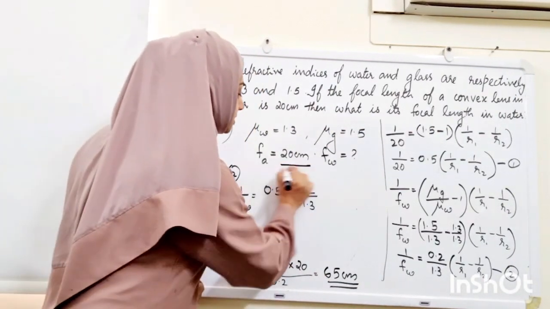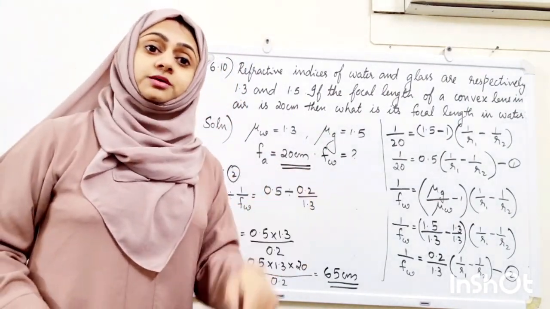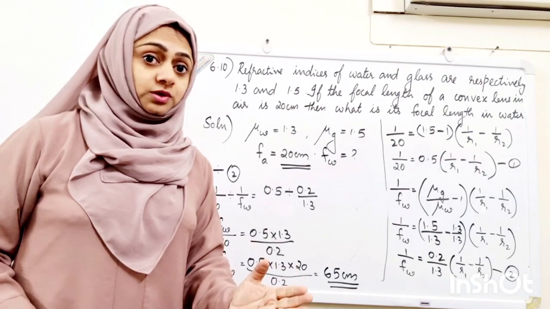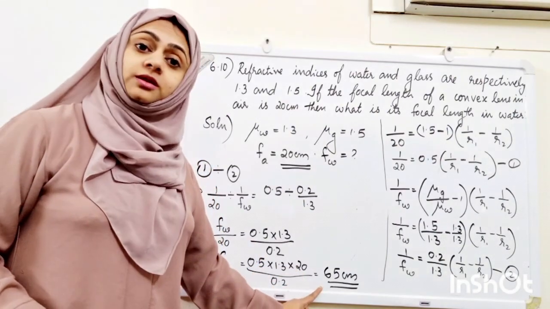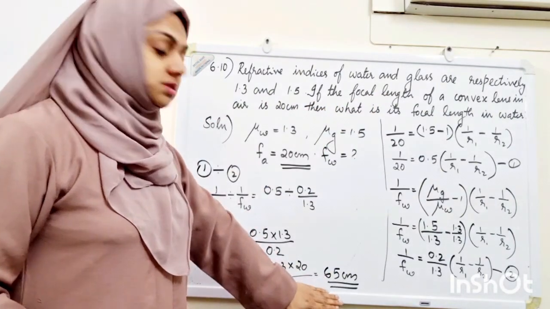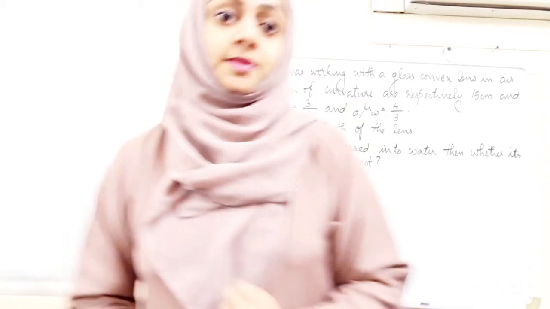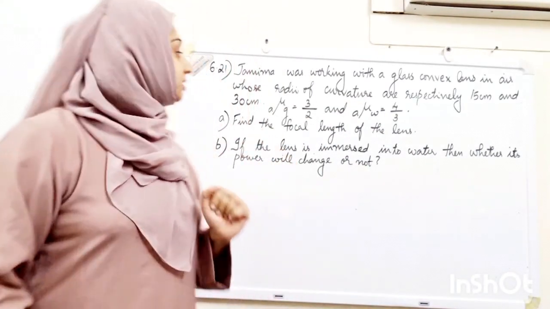So what happens to the focal length of the lens when it is taken from air to water? Will it increase or decrease? It will increase. So that's the focal length of the lens in water. Let's see the next question.